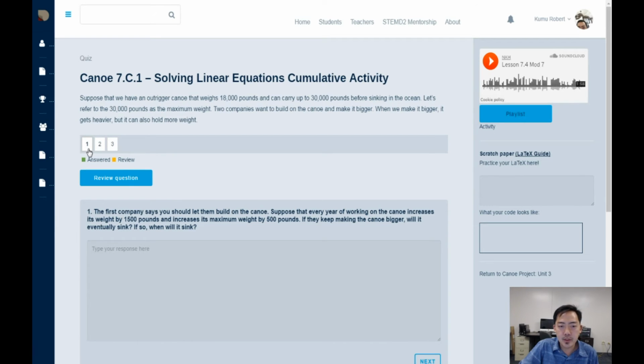In this activity, we have 2 building companies that want to increase the size of this canoe. The way that they go about increasing the canoe size is described by this story and the following one. You must model these stories mathematically and decide whether or not their plans are feasible. In other words, are the companies able to make the canoe bigger and therefore carry more weight, or will they only make it heavier until it sinks? So this is one of the first activities where we introduce the concept of buoyancy. We will revisit the concept of buoyancy several more times throughout the canoe project.